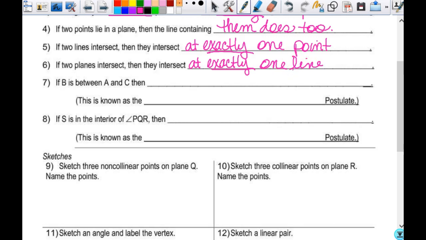Okay. So if point B is between A and C, so if it looks something like this, B is between A and C. Remember, between means that they have to be collinear. B is not necessarily in the middle, it's just between. Then the length of AB plus the length of BC has to equal the length of AC. This is also known as the segment addition postulate.